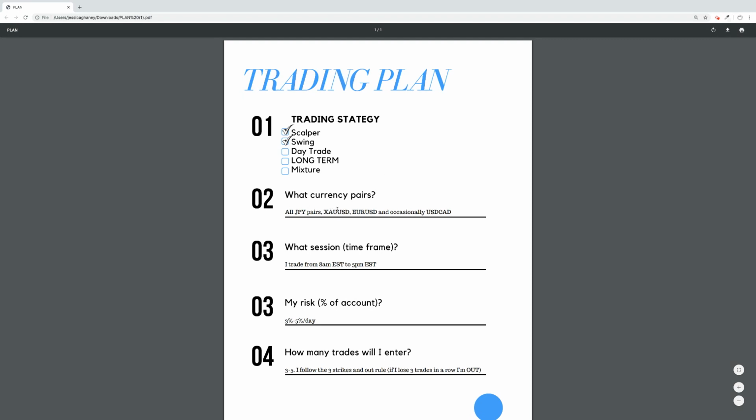Gold, because gold, you guys, is really, really great at respecting zones, and I trade zone to zone. So gold, USD, Canadian dollar, same thing, respects zones really well. And occasionally I would trade the euro US dollar. Okay.